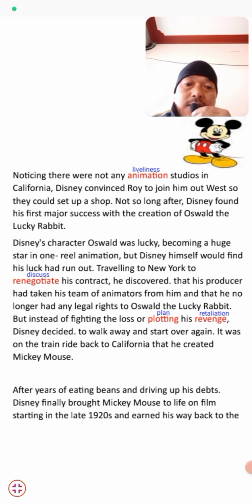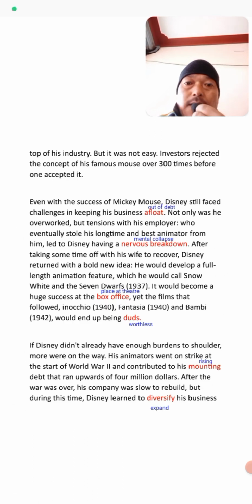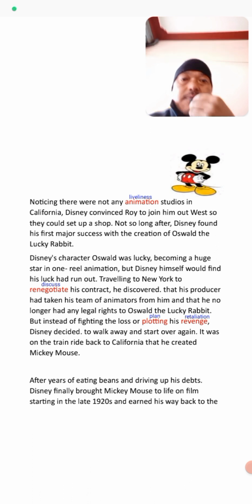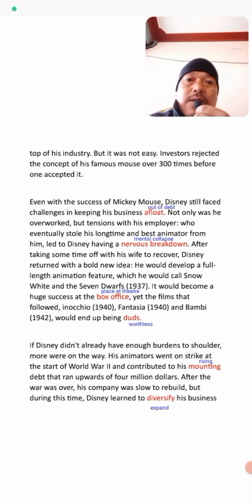After years of eating beans and driving up his debts, Disney finally brought Mickey Mouse to life on film, starting in the late 1920s, and earned his way back to the top of his industry. After a few years of struggling and clearing up his debts, Mickey Mouse was finally brought to life on the big screen.